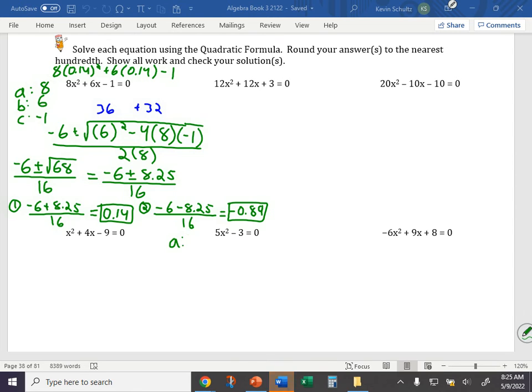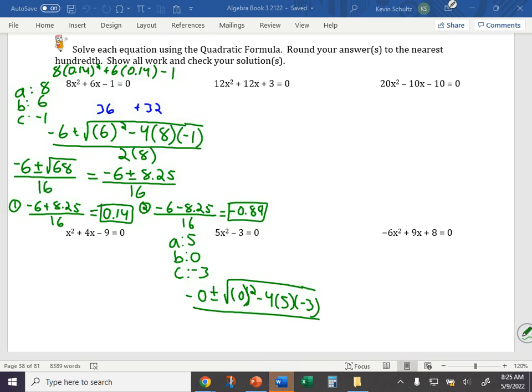Our a value is 5. Our b value is 0 because there isn't a b. And our c value is negative 3. So when you go to the quadratic formula, it's going to literally look like this: negative b, or negative 0, which is just 0, plus or minus the square root of b squared, or 0 squared, minus 4 times a times c, 4 times 5 times negative 3, all divided by 2 times a, or 2 times 5.